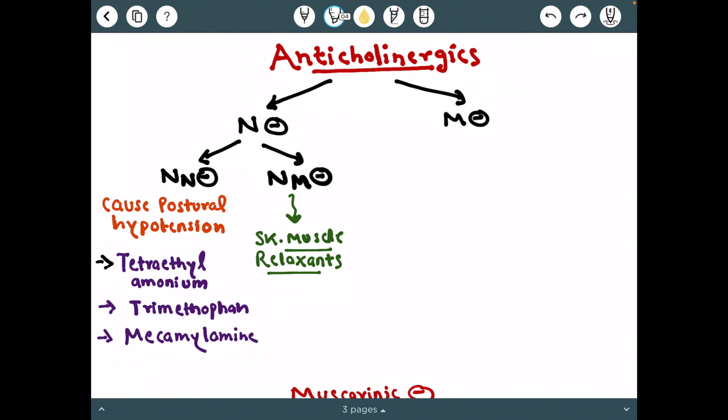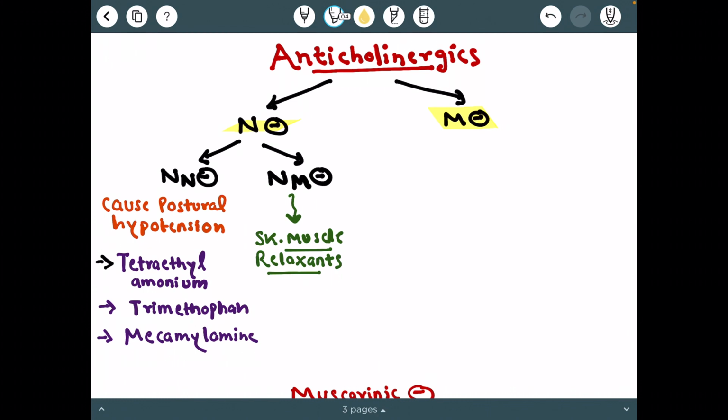This is the second part of the parasympathetic nervous system. I have already made the video on parasympathomimetics, and you can see that. Today we will discuss the anticholinergics. In anticholinergics we give drugs which block the cholinergic receptors. Cholinergic receptors are of two types, nicotinic receptor and muscarinic receptor.